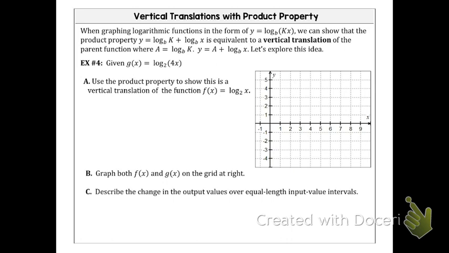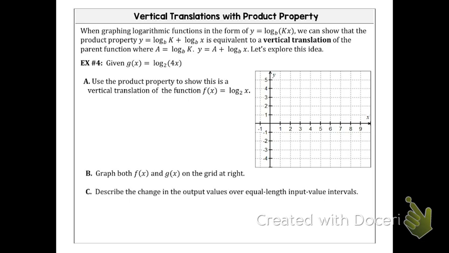All right, then vertical translations with product property. It says when graphing log functions in the form of y equals log base b of kx, we can show that the product property y equals log base b of k plus log base b of x is equivalent to a vertical translation of the parent function from a equals log base b of k. Then we have y is equal to a plus log base b of x.